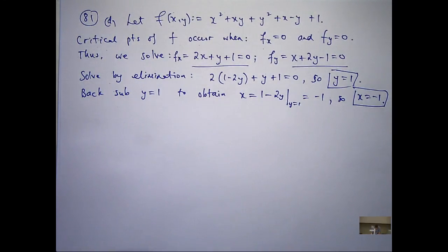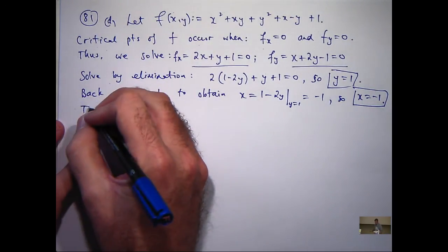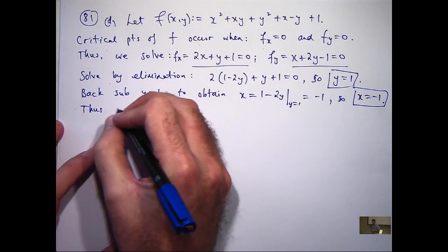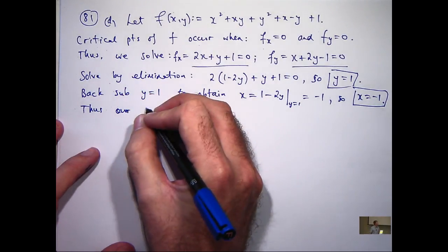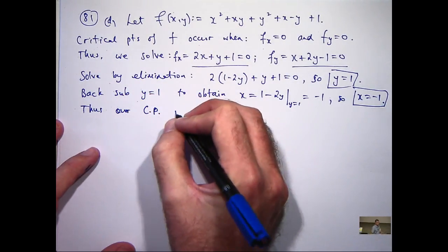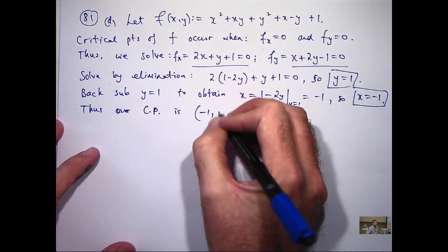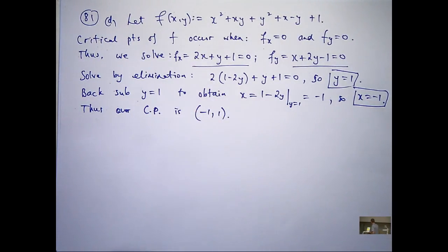So, our critical point, it appears there's only one of them. Remember, sometimes these functions can have lots of critical points. But in this case, it's pretty simple. The critical point is at (-1, 1). All right, so nothing too fancy yet.